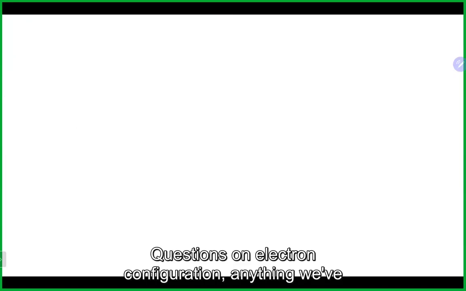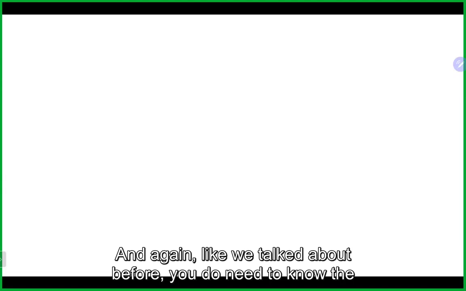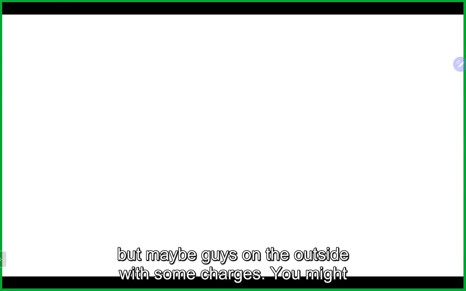Questions on electron configuration, anything we've been talking about? Obviously, you need to be able to write electron configuration. And like we talked about before, you do need to know the correct order, with the s's before the d's, and with charges and without charges. I don't anticipate too much transition metal with charges, but maybe guys on the outside with some charges. You might need to write some of those.